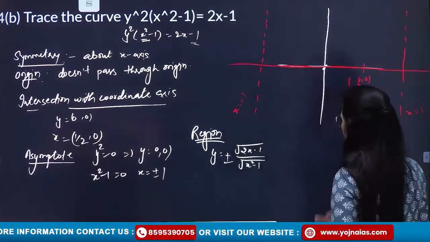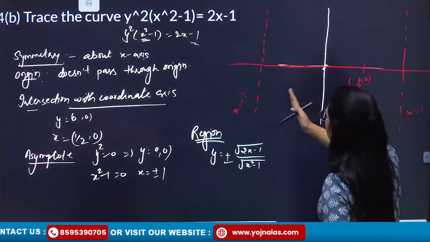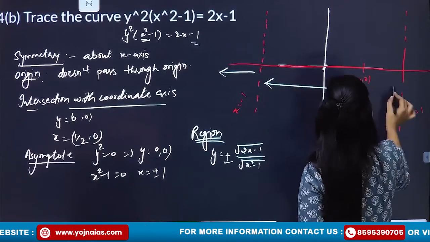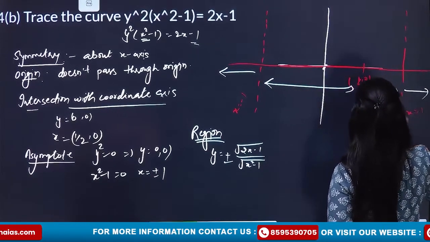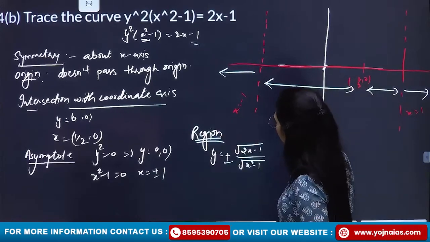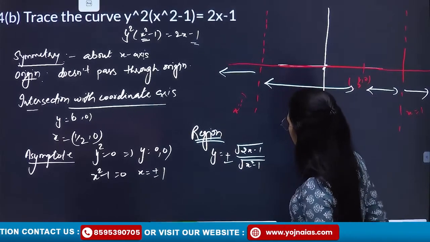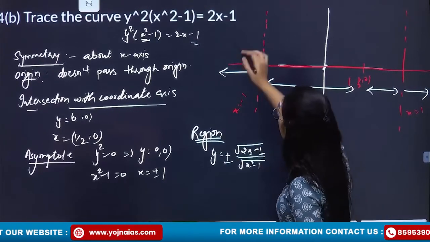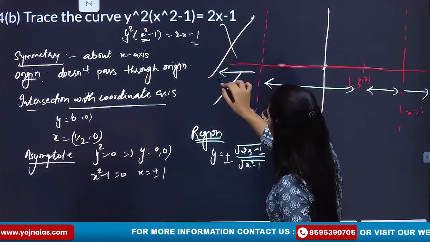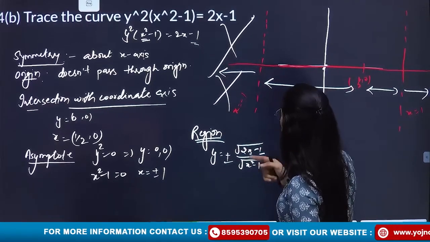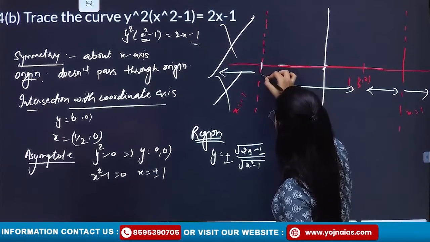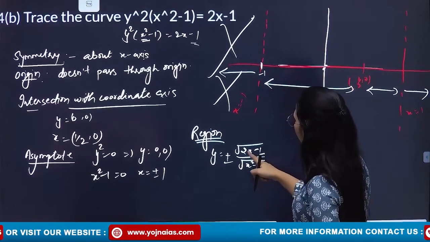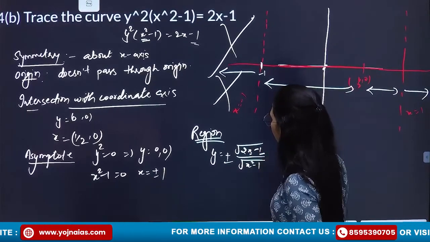Consider the region. Take this region. If x is less than minus 1, then this is going to be negative, and that is imaginary. So this region does not exist. Up a curve. Then from x is minus 1, again this is going to be negative. Now from minus 1 to 0, the upper portion is always going to be negative.